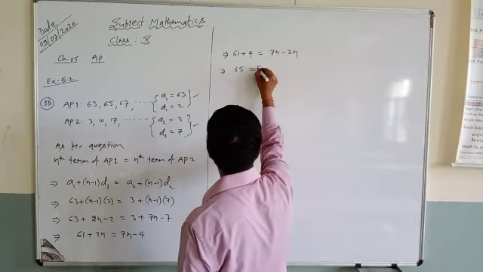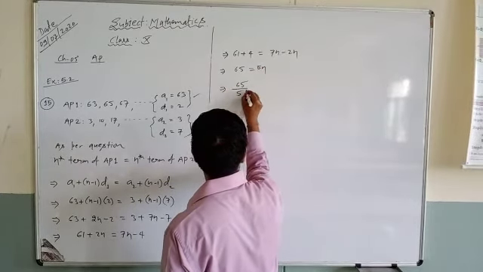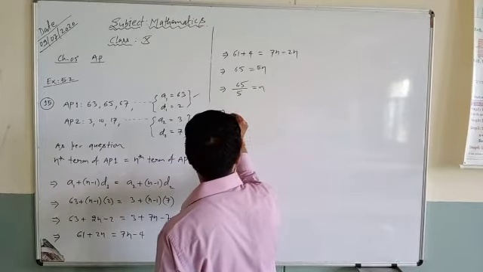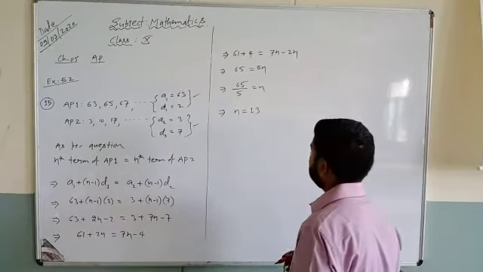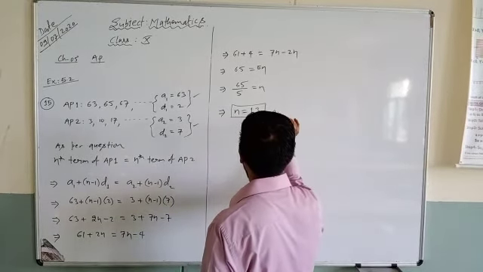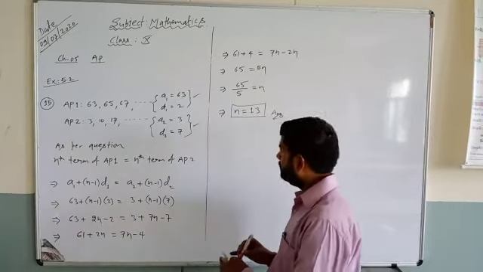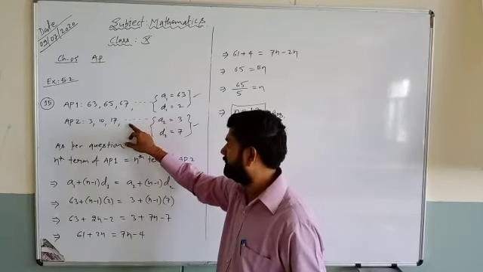65 equals 5n, and 65 upon 5 equals n, so n equals 13. Five 13s are 65. It means the 13th terms of these two APs will be equal.